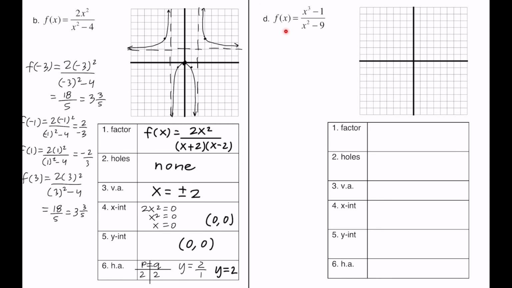Our last example says f of x equals (x cubed minus 1) over (x squared minus 9). So our first step, we're going to factor. The denominator is a difference of squares, so that factors as (x plus 3)(x minus 3). The numerator is a difference of cubes, so that factors as a small parentheses and a big one. Then you ask yourself what cubed makes x cubed and what cubed makes 1. So you get x and 1.